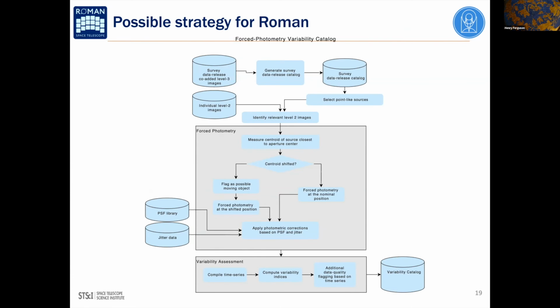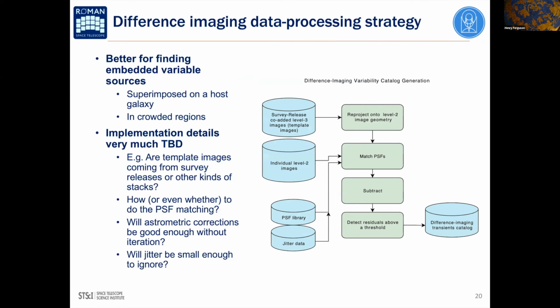where the idea would be to do forced photometry at a sort of a data release time scale, meaning sort of 6-month-ish, measure the centroid of the source closest to the aperture center, try to figure out if it's shifted, because proper motions will be significant. If it's been shifted, do forced photometry at the shifted position. If not, which would be the most of the cases, do the forced photometry at the nominal position, apply any photometric corrections, and then do the variability. As I say, this is very much a work in progress.